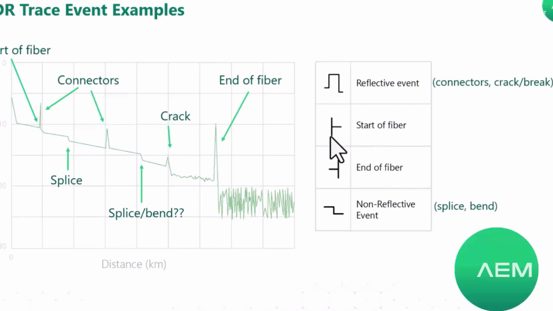The start of the fiber is marked with this sideways T with the long side to the left, and then the T with the long side to the right is the far end of the fiber, and that will be marked. These will become more evident when we show this on the OTDR test. And then a non-reflective event, aka a splice or a bend, is indicated by this symbol.